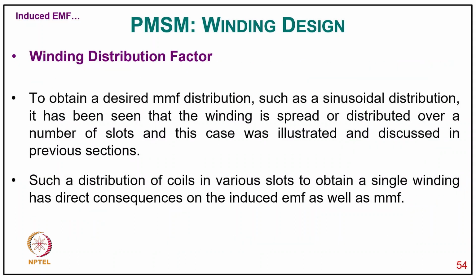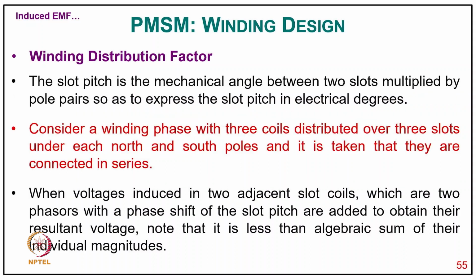Now coming to the winding distribution factor. To obtain the desired MMF distribution, such as a sinusoidal distribution, the winding is spread or distributed over a number of slots, and this case was illustrated and discussed in the previous section. Such a distribution of coils in various slots to form a single winding has a direct consequence on the induced EMF as well as on the MMF. The slot pitch is the mechanical angle between two slots multiplied by the pole pairs, so as to express the slot pitch in electrical degrees.